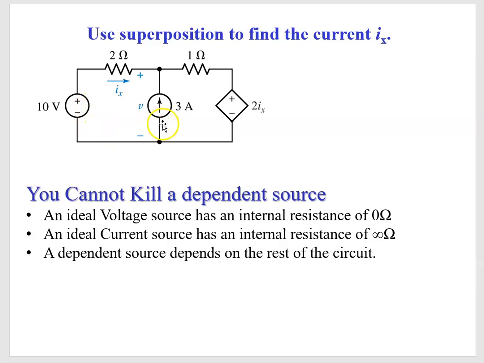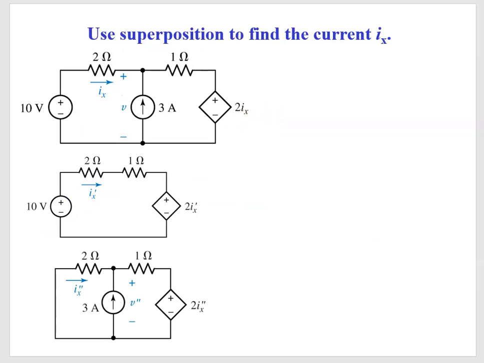An ideal current source has an internal resistance of infinite ohms. So when we kill it, an open circuit gives us infinite ohms. A dependent source, well, that depends on the rest of the circuit. We don't know what its equivalent resistance might be in order to kill it. So in superposition, we can kill an independent voltage source, we can kill an independent current source, but we leave the dependent source intact. And it's in fact dependent upon Ix, the variable we're trying to find.